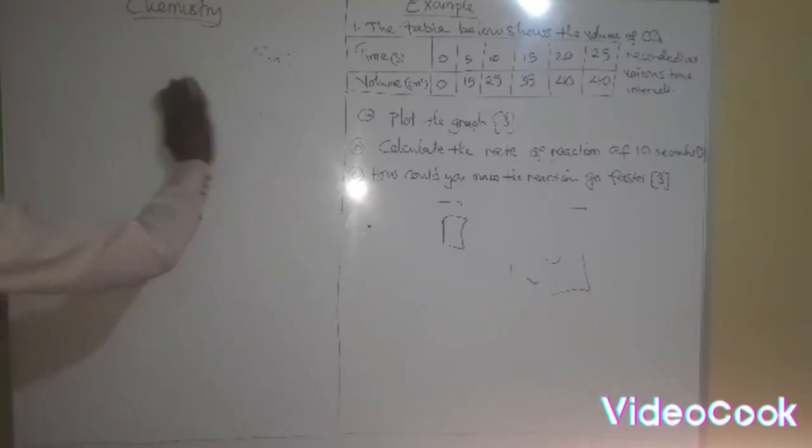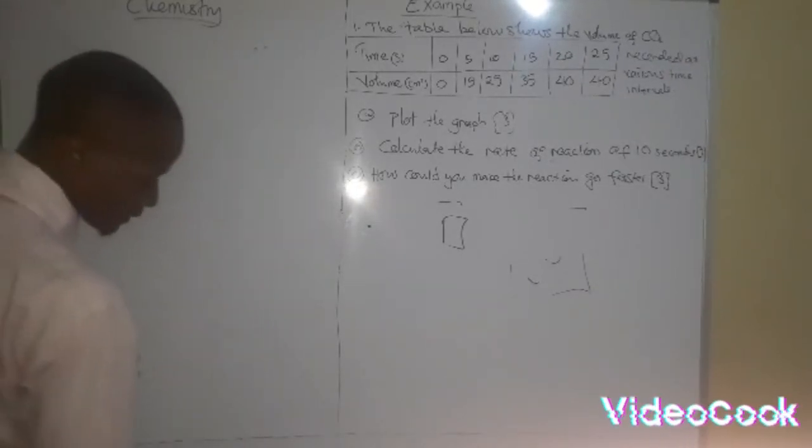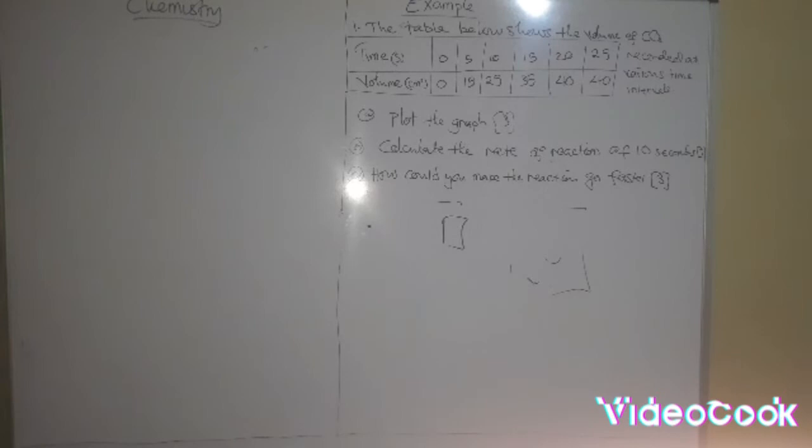We draw the X or Y axis. Usually you need to use graph paper. They'll give you graph paper, and you must have graph paper to use. But here I'll just improvise. I'll just use the board so that it becomes fast.